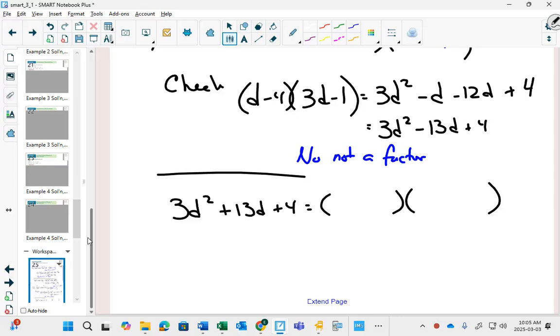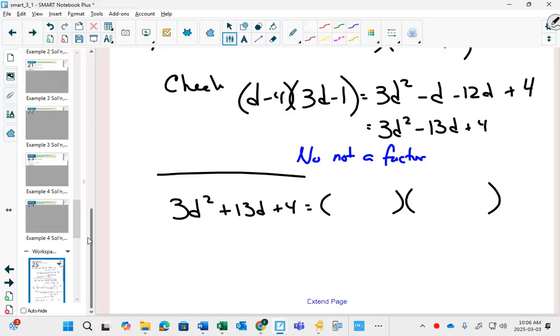The hard part about just factoring it is they could give you one that doesn't factor. So you could spend a lot of time trying to factor something that doesn't factor in the end. So that's why the first method's a little bit shorter, because you say, okay, I want to check if d minus 4 is a factor. If it's a factor, I only have one option for my other factor. And then when I double check that, it either works or it doesn't work.